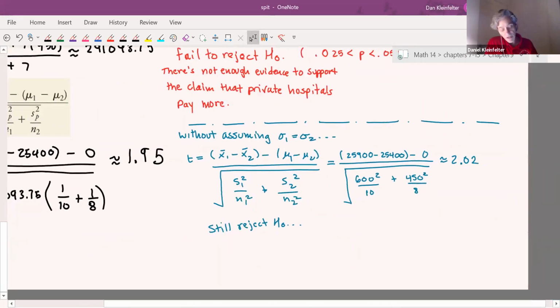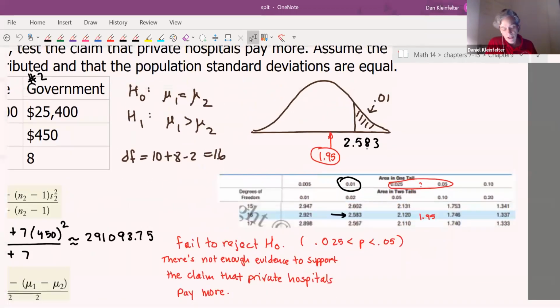Okay. So then I went ahead also and recomputed this without that assumption that sigma 1 equals sigma 2. That is, I went ahead and did the procedure that we followed at the beginning of section 9.2. If you don't do that, then you get basically the simpler version of the test statistic. And we ended up with 2.02. For that, we would have still ended up failing to reject the null hypothesis. It would have been a little higher, but still under that critical value of 2.583.